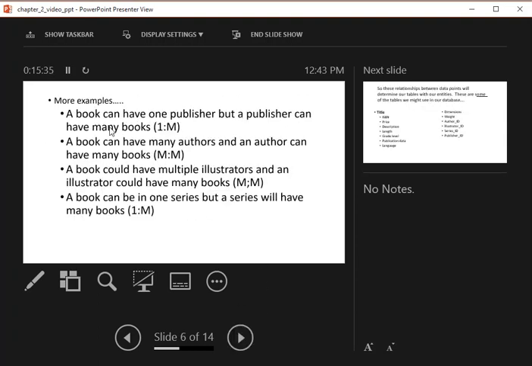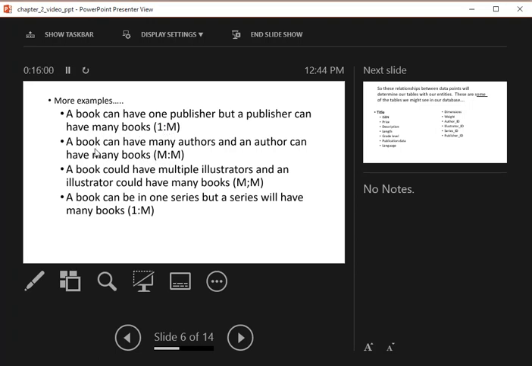All right, so more examples. A book can have one publisher, but a publisher can have many books. So in this case, the Harry Potter book has one publisher, which is Scholastic Press, but surely Scholastic Press has published more books. They've made so much money off of Harry Potter, they might not need to, but I guarantee you they have lots of other titles. So another example of a one-to-many.